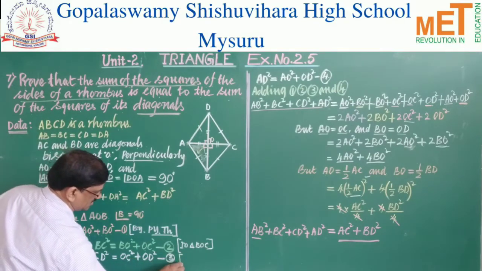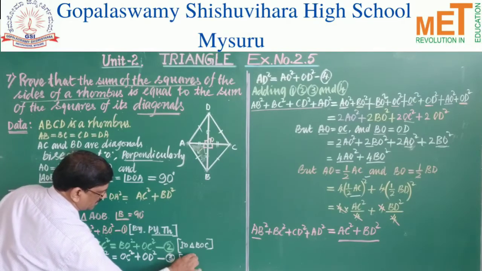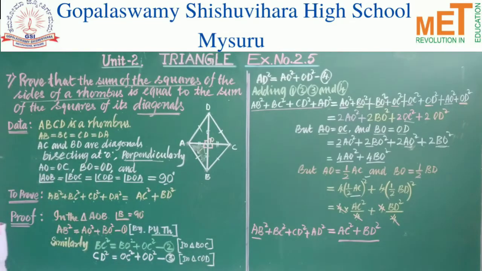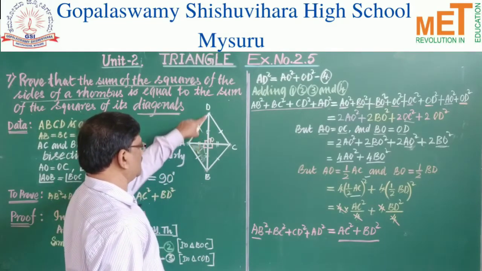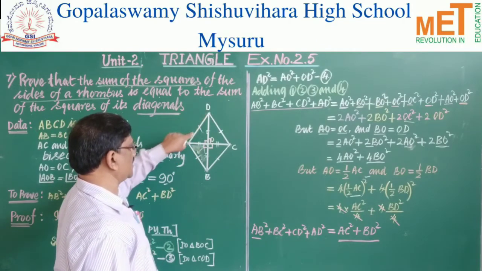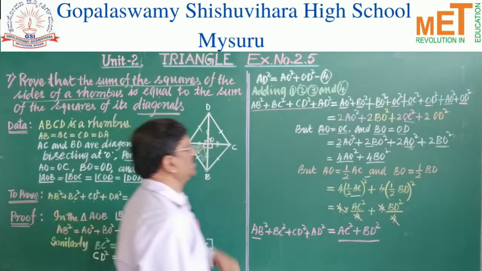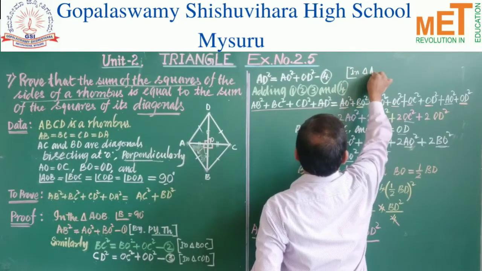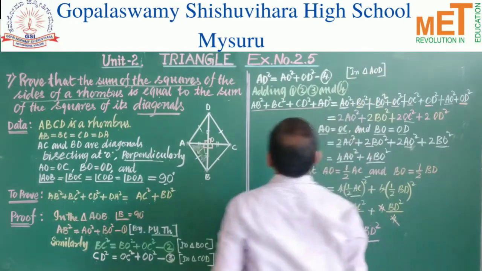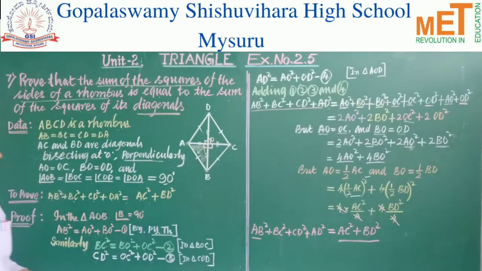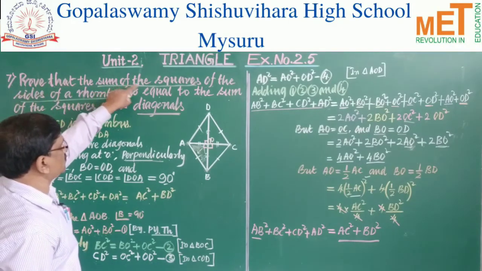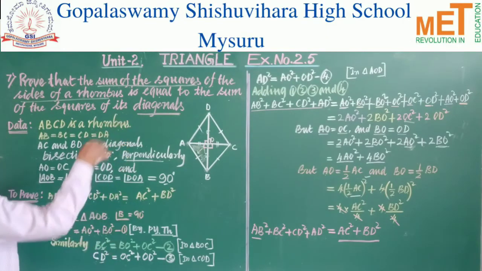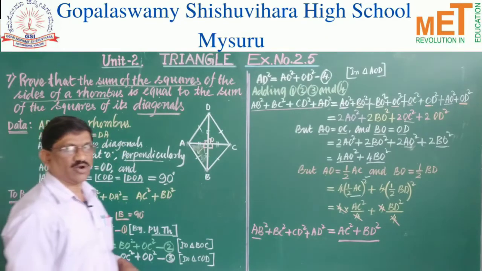This is in triangle COD. Clear? Next, in the triangle AOD, AD square is equal to AO square plus OD square. This is equation 4 in triangle AOD. Clear, children? Since it is asked the sum of the squares of the sides, here AB, BC, CD and AD are the sides of this rhombus.